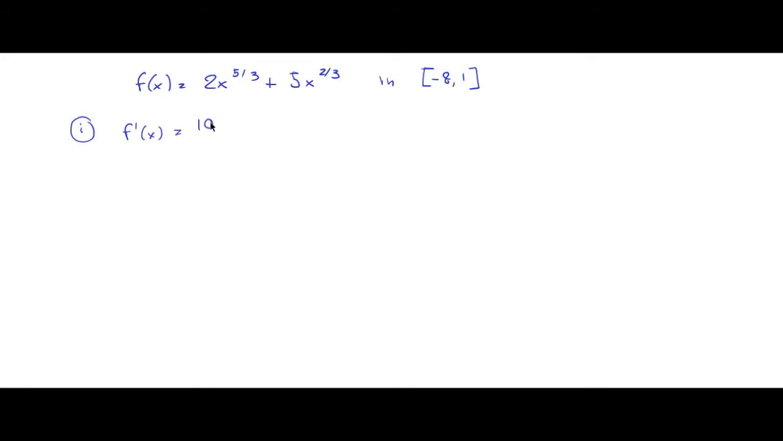So this is (10/3)x^(2/3) plus (2/3)x^(-1/3). This is going to be continuous in the whole interval, except at 0, where it is not defined. So this is valid for x different than 0.